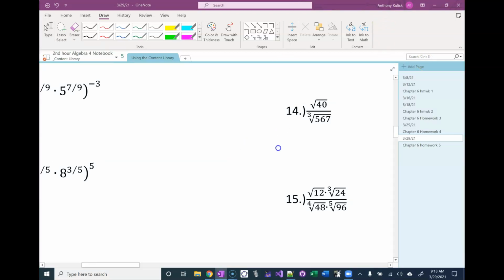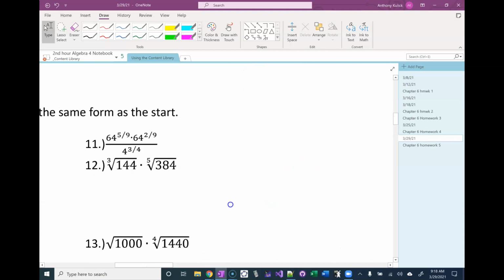All right, number 11. So normally I would start by doing a prime factorization, but in this case, since I have in the numerator both of these are 64, I would start just by multiplying those together. Furthermore, I noticed that when I go to add the exponents, the denominators are already matching, so I don't even need a common denominator. So that's pretty rad. That gets me to here.